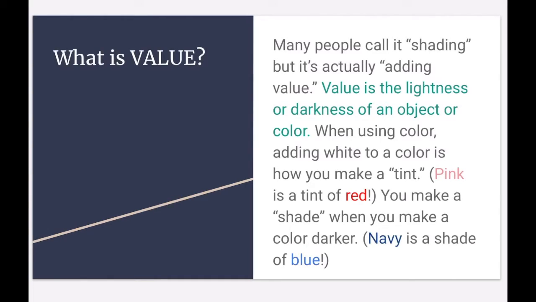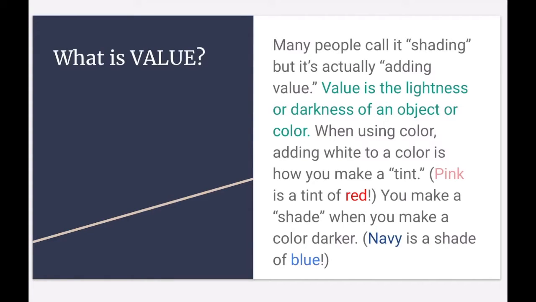Using that transition of values, fading from dark to light, or from one color to the next, that gradation, but in terms of just darks and lights, we call this value. When we talk about color though, pink, for example, is a tint of red, because we make red lighter to make pink. And you make blue darker and you make navy, for example, and that would be a shade.